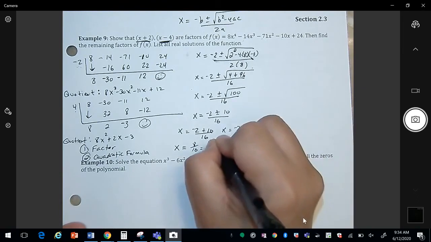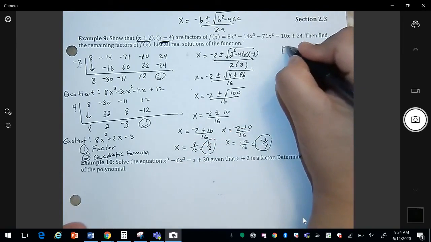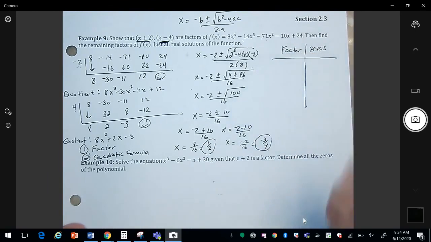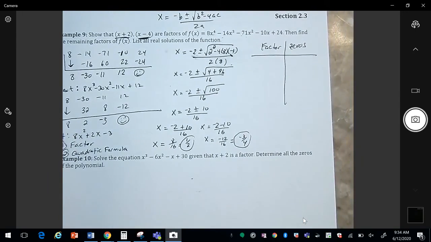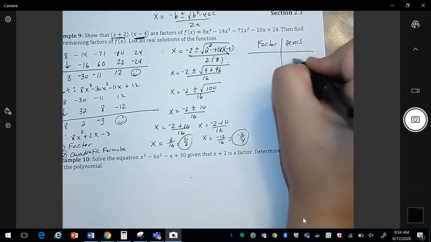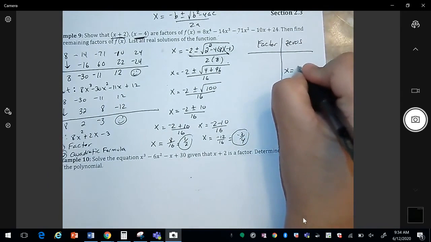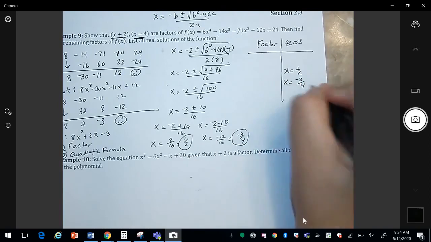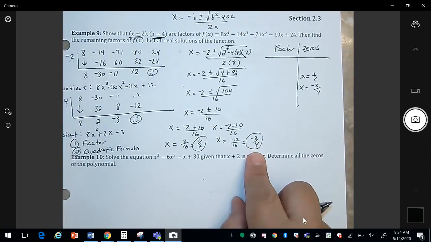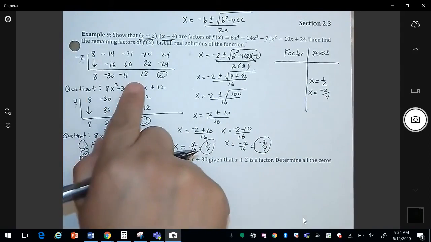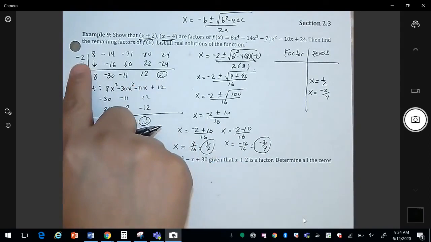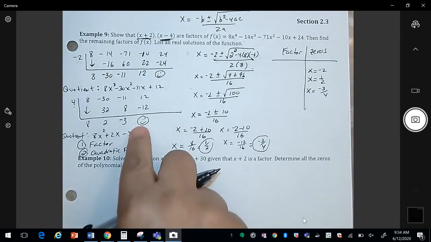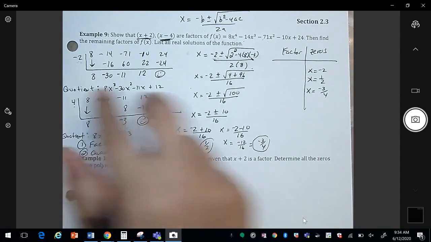So we have this answer and this answer. So far, my zeros are x is equal to 1/2, which we got here, and x is equal to negative 3/4, which is this one. And then the other two zeros come from the synthetic division. So since I got 0 here, that makes this a 0. And since I got 0 here, that makes this one a 0.